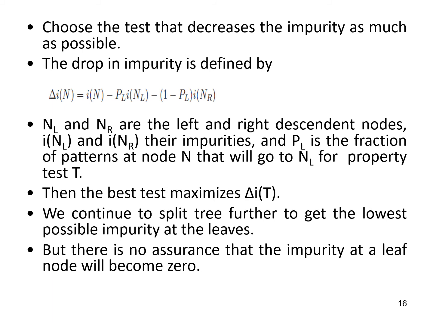NL and NR are the left and right descendant nodes, I(NL) and I(NR) their impurities, and PL is the fraction of patterns at node n that will go to NL for property test T. Then the best test maximizes delta I(T). We continue to split the tree further to get the lowest possible impurity at the leaves. But there is no guarantee that the impurity at the leaf node will become 0.